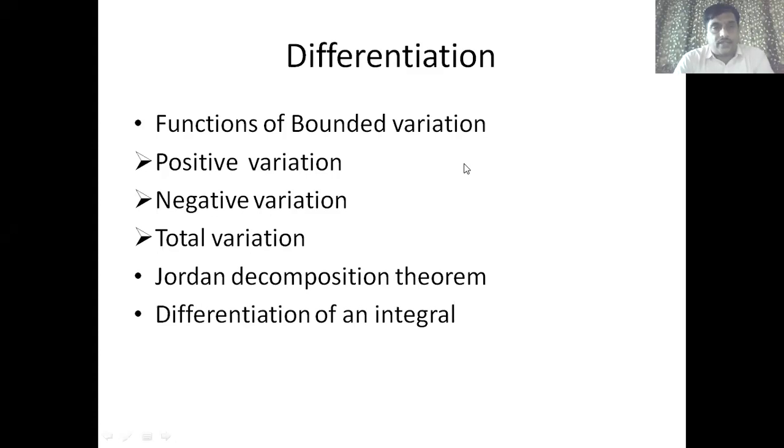Today we will start with differentiation. First, we revisit the function of bounded variation, positive variation, negative variation, total variation, and the Jordan decomposition theorem. We will revisit them quickly. Then we will discuss the differentiation of an integral with respect to some of the theorems.